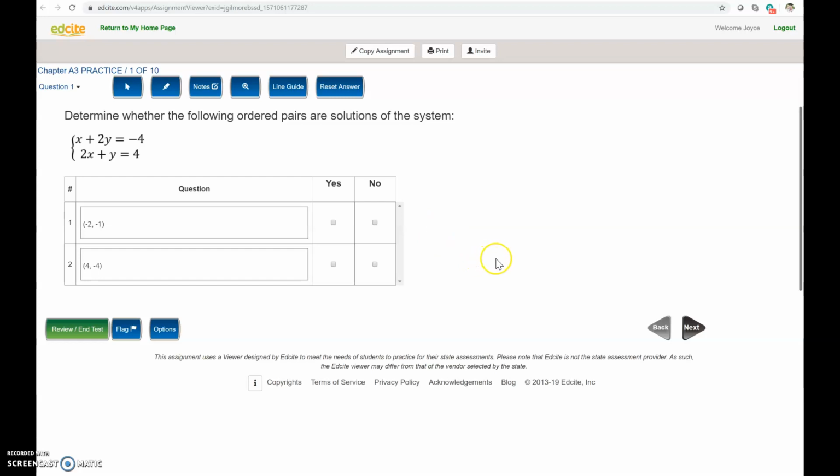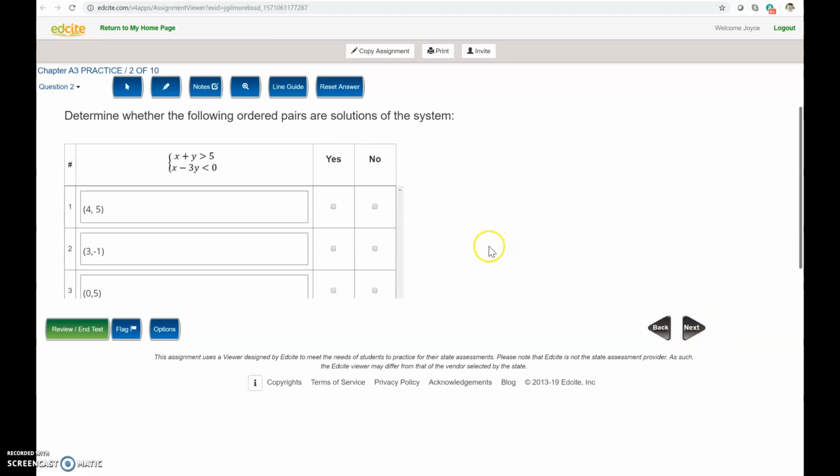When you take the actual test, your questions are going to come to you in a random order. So just because this particular question is the first one on your paper, it's not necessarily going to be the first question that you see. So I did this problem on my paper, and I found that this first point was not a solution and the second point was a solution. So this is just a quick click yes or click no.